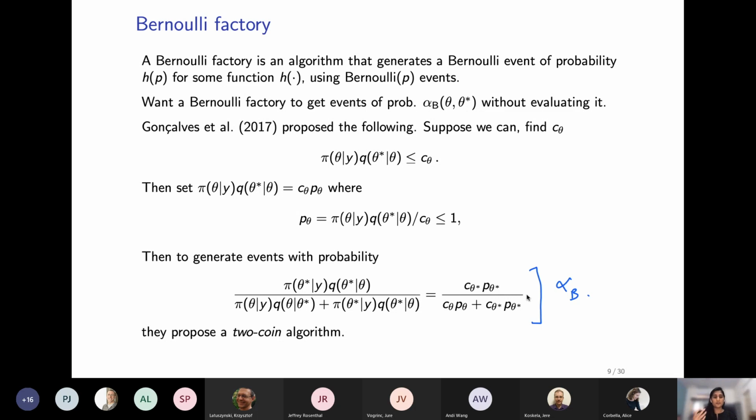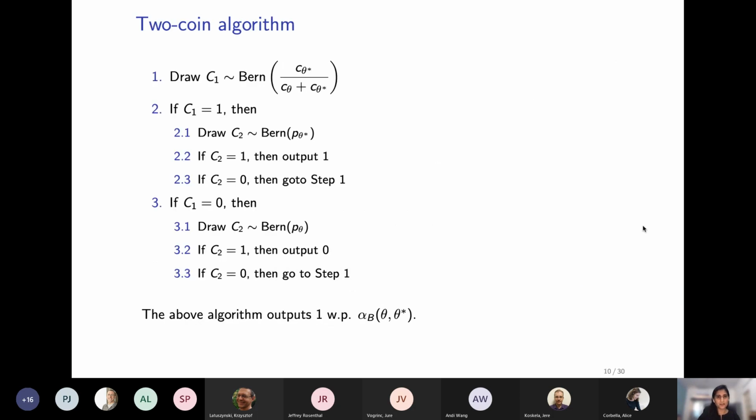And this is going to be done via the 2-coin algorithm. I'm going to explain the 2-coin algorithm in the next slide. So no prizes for guessing how many coins are involved in this 2-coin algorithm. It is indeed 2, depending on the situation we are in. The first step of the algorithm is you draw a coin C1 from a Bernoulli random variable with this probability of success. If C1 is 1, then you draw C2 with Bernoulli P theta star. If C2 is 1, then you output 1, and output 1 here means go ahead and accept that proposed value. And if C2 is 0, then you go back to step 1.